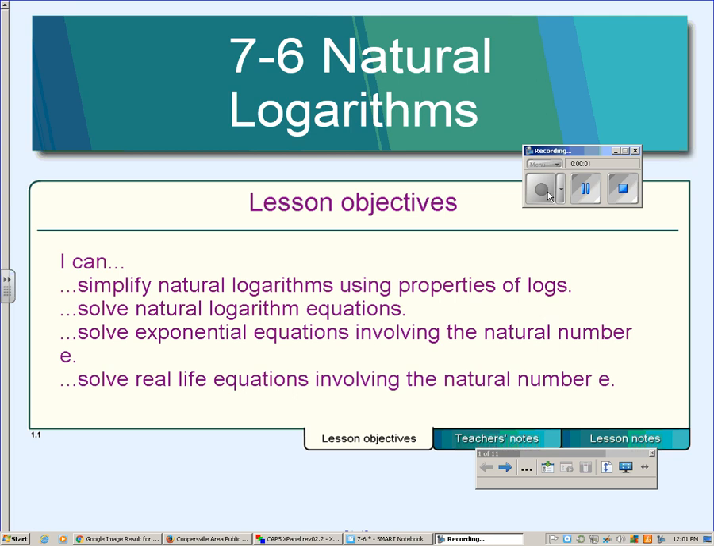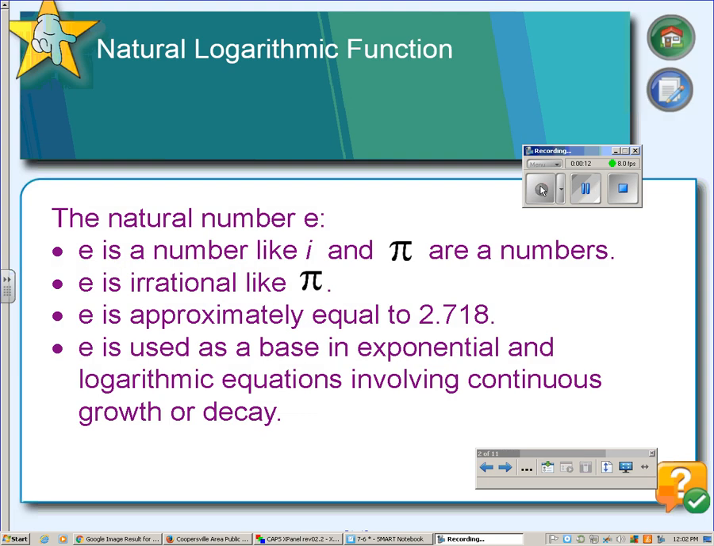This is lesson 7.6, part 1. In this video, you will learn what a natural logarithm is, and you will learn how to solve equations involving natural logs. To understand natural logarithms, you have to understand the natural number.